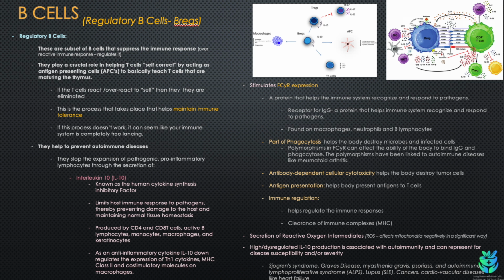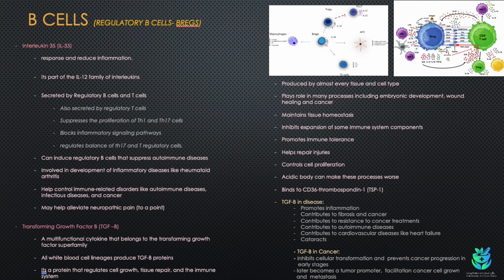So if you have problems with your B cells, you have mutations with the Fc receptors, which then makes your immune system kind of freelance all over the place, and then because of the degranulating cells and the immune response, it's going to lead to autoimmune disorders, and it's going to affect the severity of how bad you get them. Sjogren's syndrome, Graves' disease, autoimmune lymphoproliferative syndrome, lupus, cancers, and cardiovascular diseases like heart failure fall under this category. Regulatory B cells also regulate interleukin 35, and that's responsible for reducing inflammation.